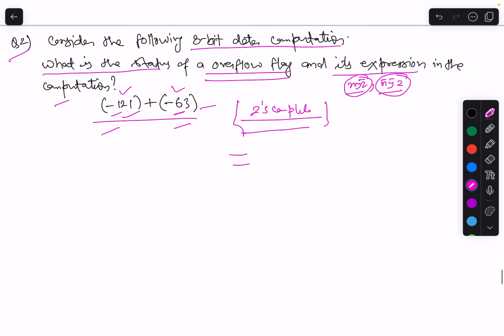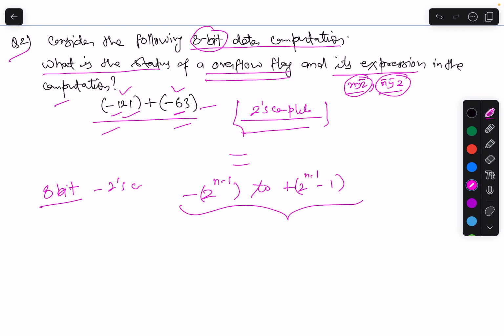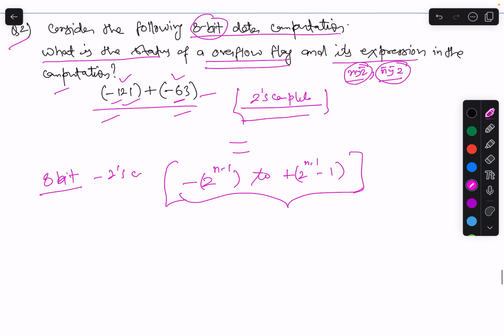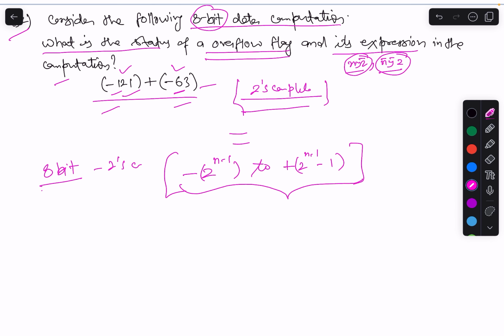Instead, we will use the range condition equation. Here we have 8-bit data, right? In n-bit 2's complement, we have this formula: minus 2 to the power n minus 1 to plus 2 to the power n minus 1 minus 1. So we can represent these many numbers if there are n bits. With 8 bits, we have 2 to the power 7, so it would be minus 128 to plus 127. So we now know that in 8 bits we can represent minus 128 to plus 127.